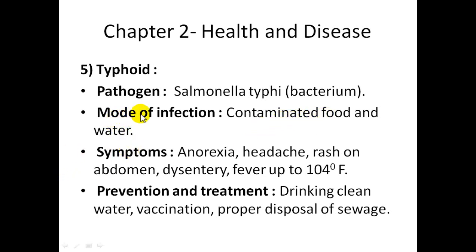Then only can we save ourselves from different types of disease such as tuberculosis, hepatitis, dysentery, cholera, typhoid. Symptoms: anorexia, headache, rash on the abdomen, dysentery, and fever up to 104 degrees Fahrenheit. So the fever will go up to 104 degrees Fahrenheit, and there might be rashes on the abdomen, dysentery again, in typhoid.